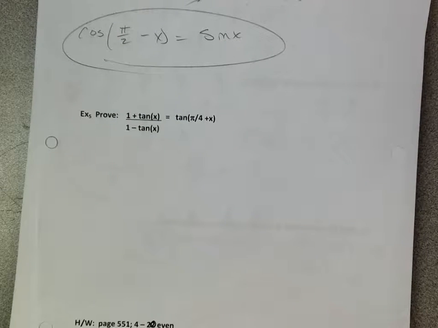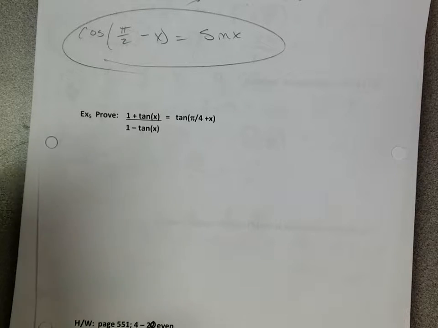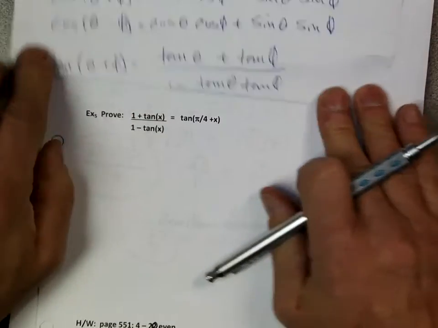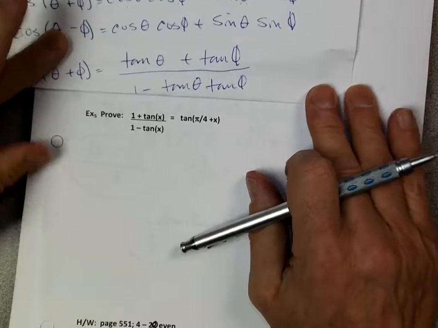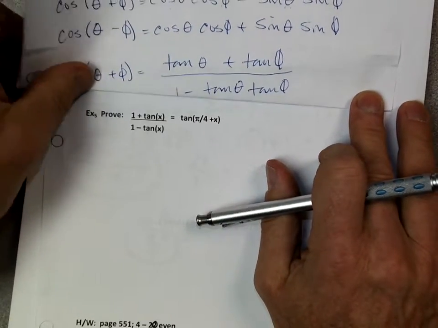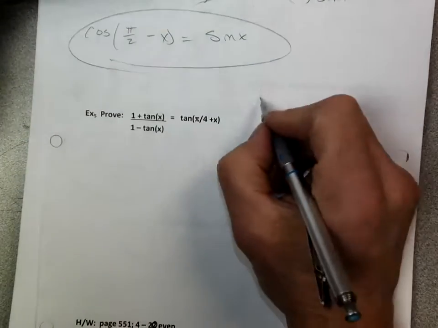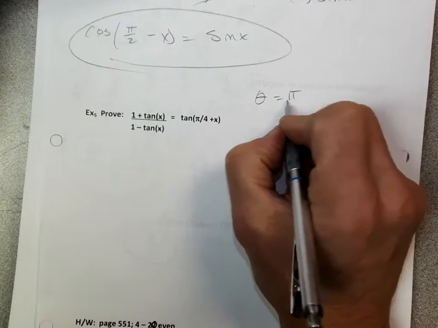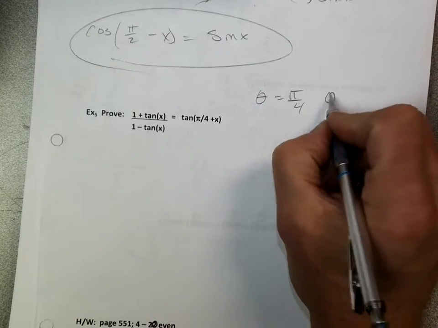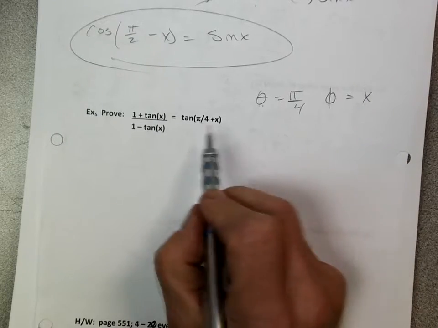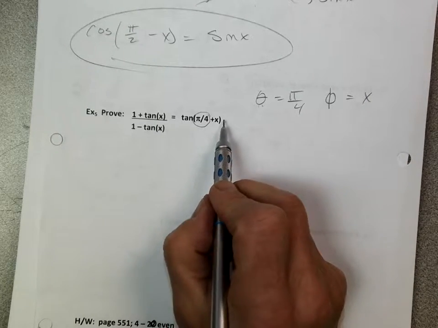Okay, last one. One more proof. So tangent. Let's see what we've got. We've got tangent of theta plus phi equals tangent theta plus tangent phi over 1 minus tangent theta tangent phi. So I'm going to use that one. Matches up perfectly. So let's go ahead and write this. We're going to kind of work this one backwards. Let's let theta be pi fourths and phi be x.